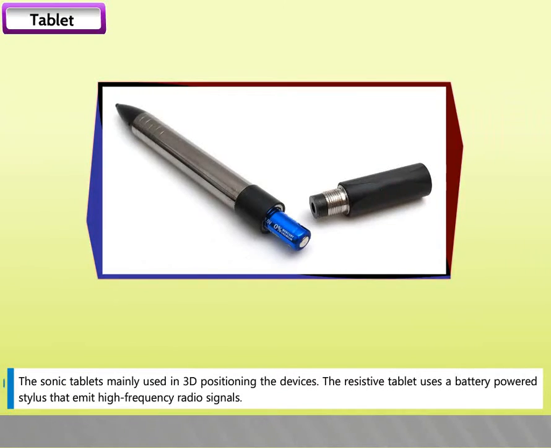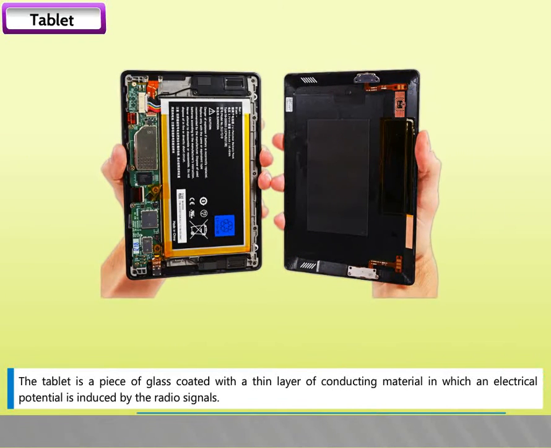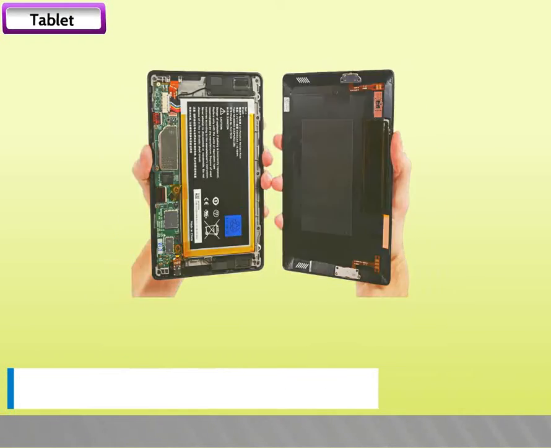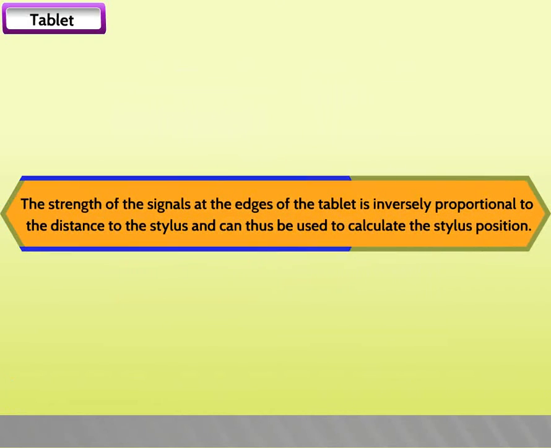The resistive tablet uses a battery-powered stylus that emits high-frequency radio signals. The tablet is a piece of glass coated with a thin layer of conducting material in which an electrical potential is induced by the radio signals. The strength of the signals at the edges of the tablet is inversely proportional to the distance to the stylus and can thus be used to calculate the stylus position.